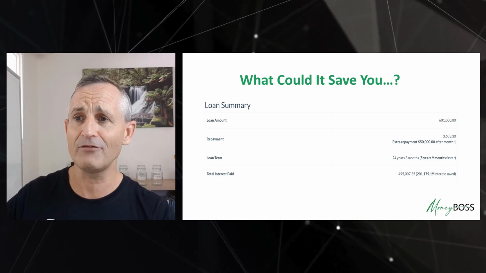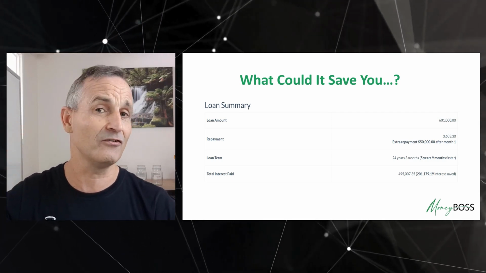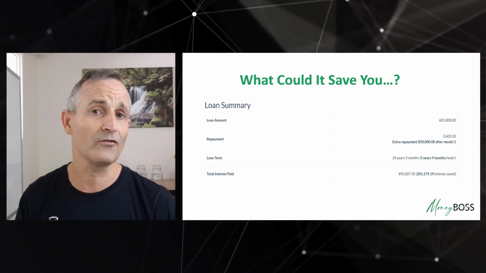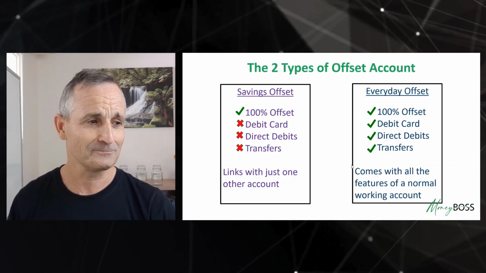Money you would have had there to pay your bills, money you would have had there as your rainy day fund, money you would have had there as your cash reserve. It has saved you $201,000 in interest.